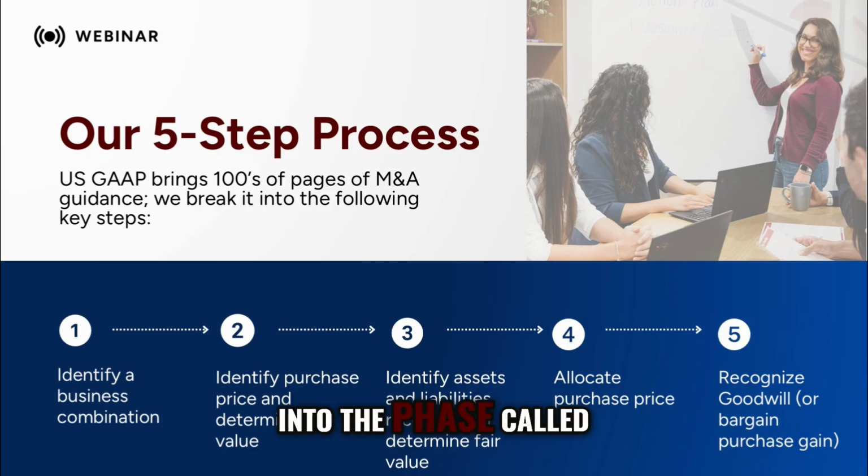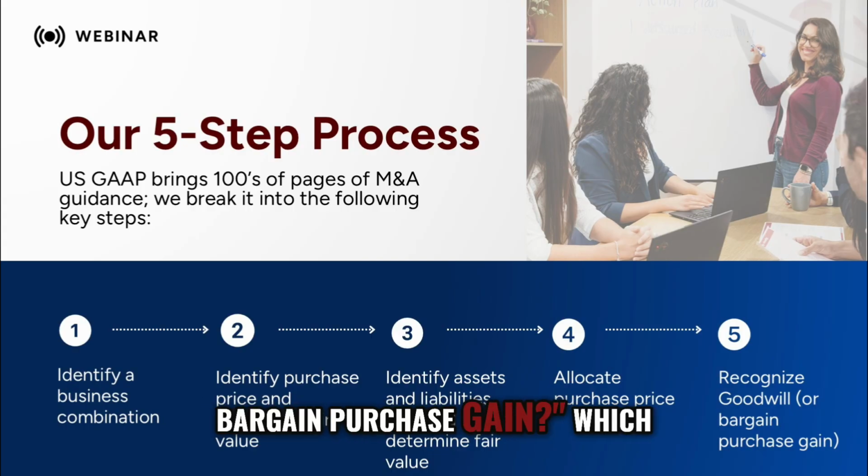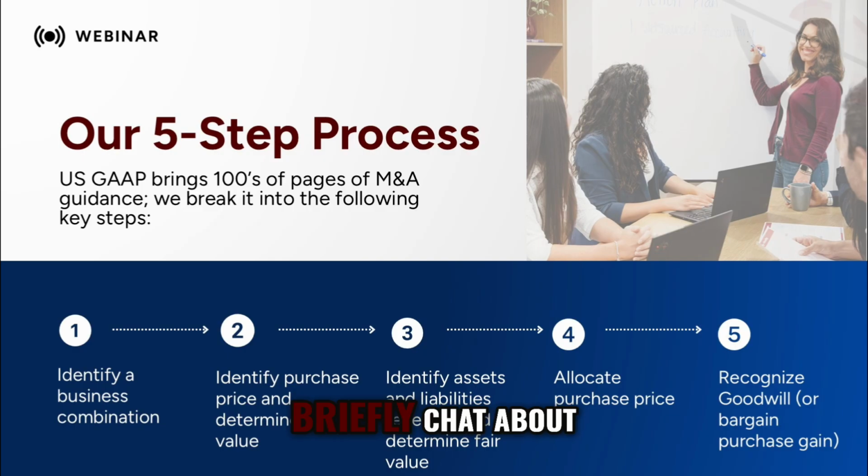So we get into the phase called purchase price allocation, PPA, that a lot of us have heard. And that leads into step five of saying, okay, what is the difference between these two? Do I recognize goodwill as the delta between these two pieces? Or in some very rare cases, do I have a bargain purchase gain, which is a fun little topic that we'll briefly chat about coming up here. So that's the way that I try to break it down into five simple steps.